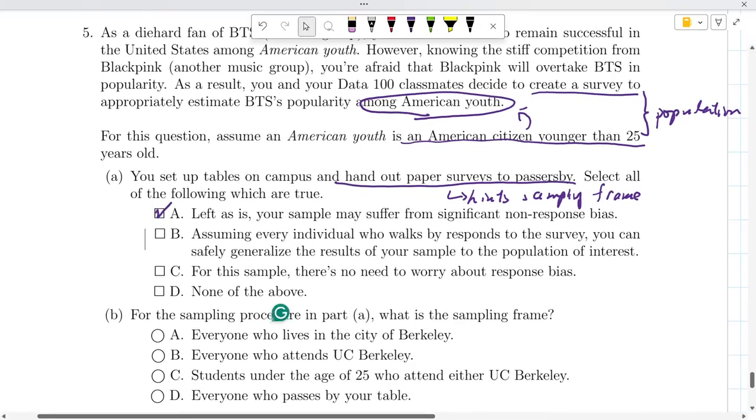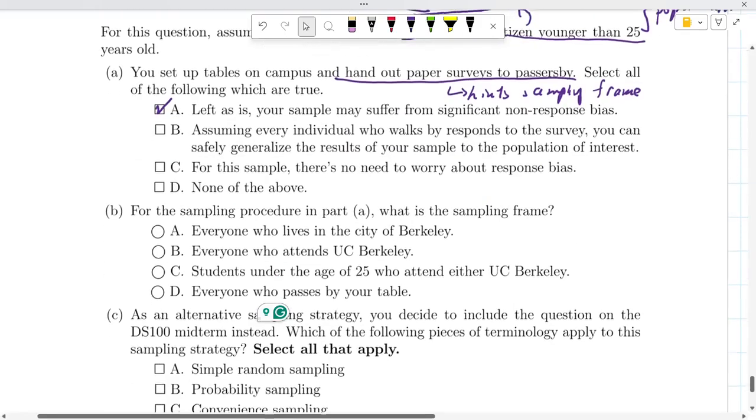All right, B. Assuming every individual who walks by responds to the survey, you can safely generalize the sample to the population of interest. Well, not necessarily, right? Because the people on campus don't necessarily represent the entirety of the American youth population. So B is not really right. Okay, C, for this sample, there's no need to worry about response bias. False. Every single survey has some degree of response bias. So C will not be right. So the only choice is A.